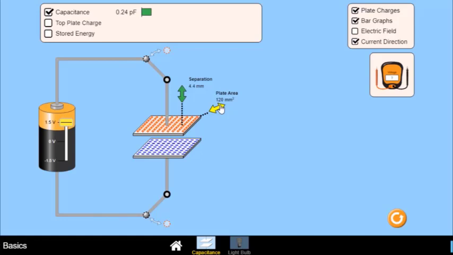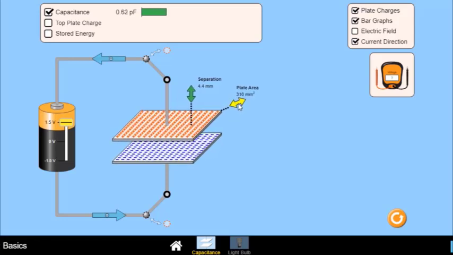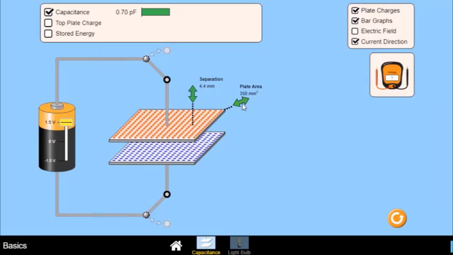If I increase the plate area, what happens to the capacitance? Let us see. The plate area is equal to 120 millimeters squared, and the capacitance is equal to 0.24 picofarad for this area. Increase the plate area and look carefully at the value of the capacitance given. The value of the capacitance increases till 0.70 picofarad when the plate area is equal to 350 millimeters squared.